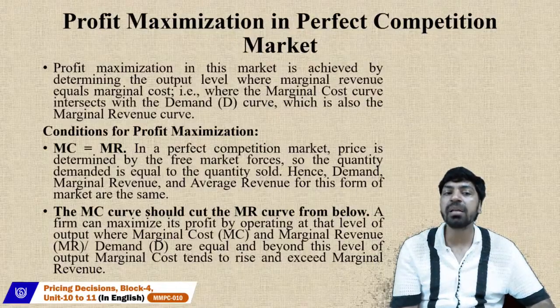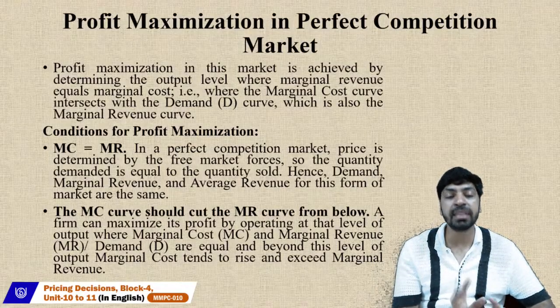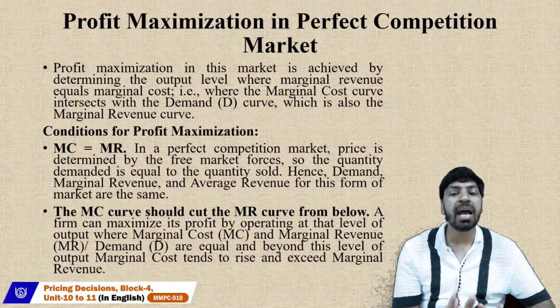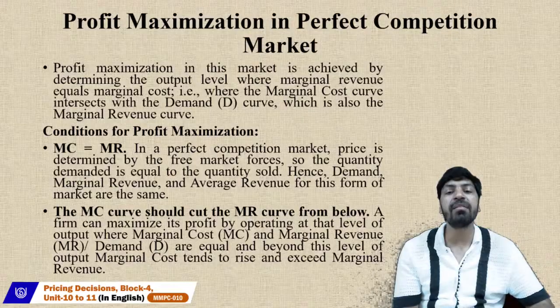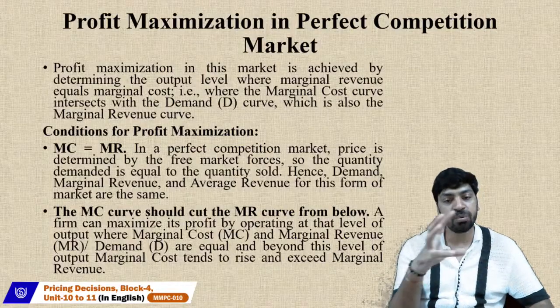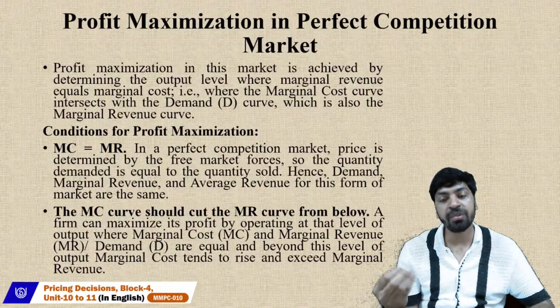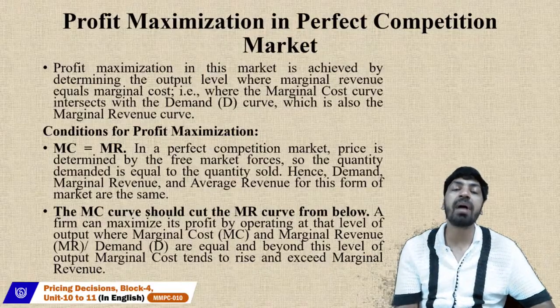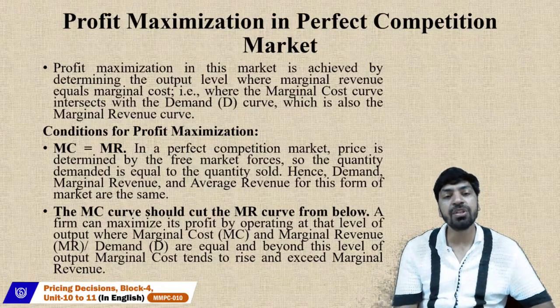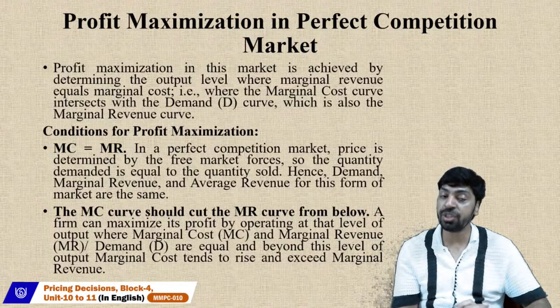In the perfect competition market, price is determined by free market forces, so the quantity demanded is equal to the quantity supplied. That means the demand, marginal revenue, and average revenue in such a market remain the same. A firm can maximize profit by operating at that level of output where the marginal cost curve intersects the marginal revenue curve, or where the marginal cost tends to rise and exceeds the marginal revenue curve. If these two conditions are fulfilled, the profit maximization situation is achieved.